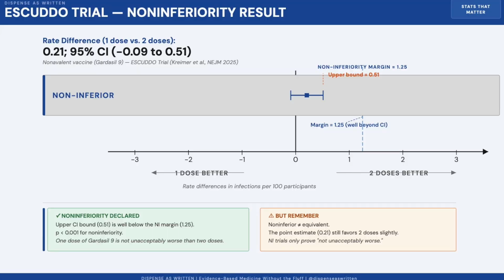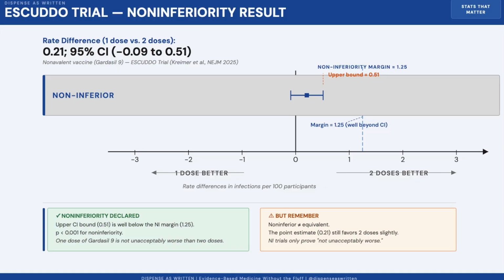So let's apply this with some real-world numbers. If you remember the HPV trial, from the nonavalent vaccine, that's Gardasil 9, 1 dose versus 2 doses gave a rate difference of 0.21 infections per 100 participants. So 1 dose had marginally more infections than 2. The 95% confidence interval ran from negative 0.09 to 0.51. The upper bound, 0.51. Margin, 1.25. It's not even close. The confidence interval sits deep in the non-inferiority zone, nowhere near the margin.